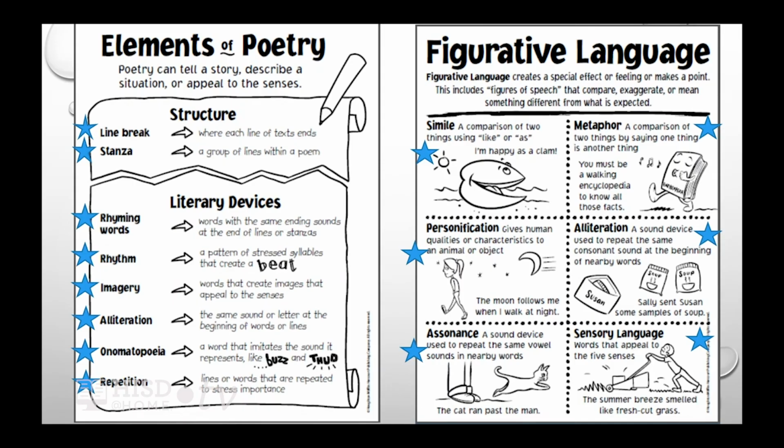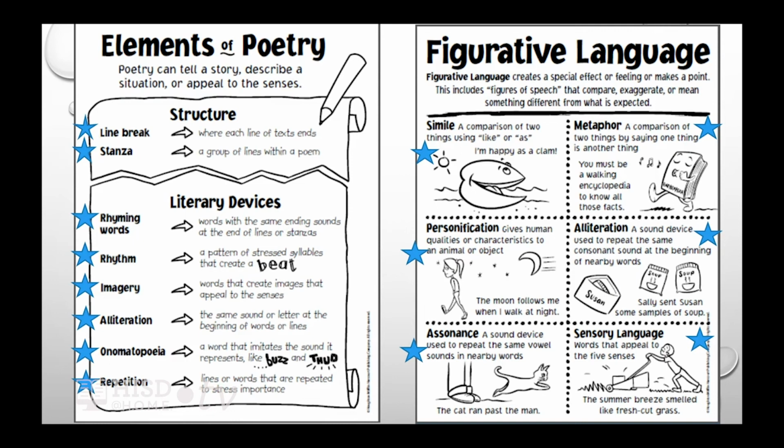And remember, when you write your poem, to use these anchor charts, the elements of poetry. Poetry can tell a story, describe a situation, or appeal to the senses. The structure has line breaks and stanzas. Line breaks are where each line of text ends. Stanzas are a group of lines within a poem. There are also literary devices such as rhyming words. Those are words with the same ending sounds at the end of lines or stanzas. A rhythm is a pattern of stressed syllables that create a beat.